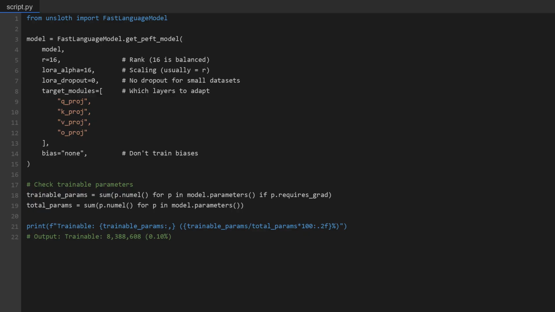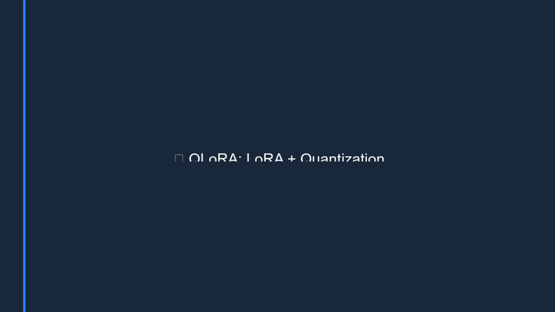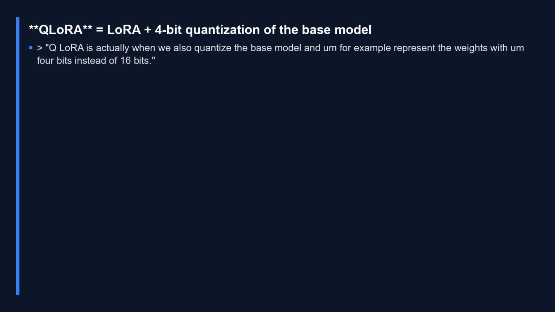You're training roughly 10 million parameters out of 8 billion. Everything else is frozen. QLoRA: LoRA plus quantization. QLoRA takes everything you just learned about LoRA and adds one more layer of efficiency. It quantizes the base model itself down to 4-bit precision before training begins. The adapters still train in higher precision, but the frozen weight matrix that makes up 99.9% of the model's memory footprint is compressed from 16 bits per value down to 4. That single change cuts the base model's memory by 4x.